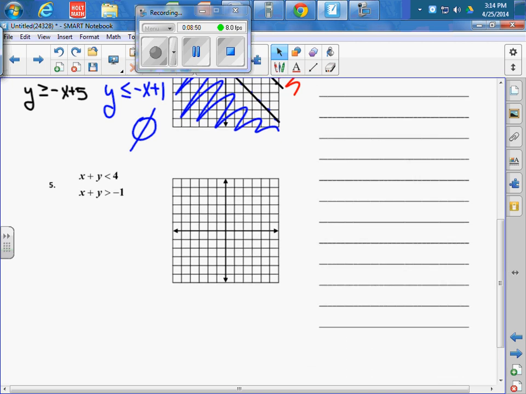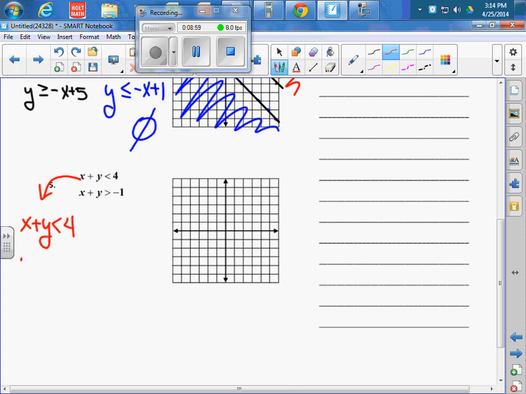Let's look at number 5. x plus y is less than 4. When I subtract x from both sides, I get y is less than -x plus 4. So I start at +4 on the y-axis, down 1, right 1. Kind of like the other one that we just did. And it'll be a dotted line. And because it says less than, I'm going to shade everything below the line.